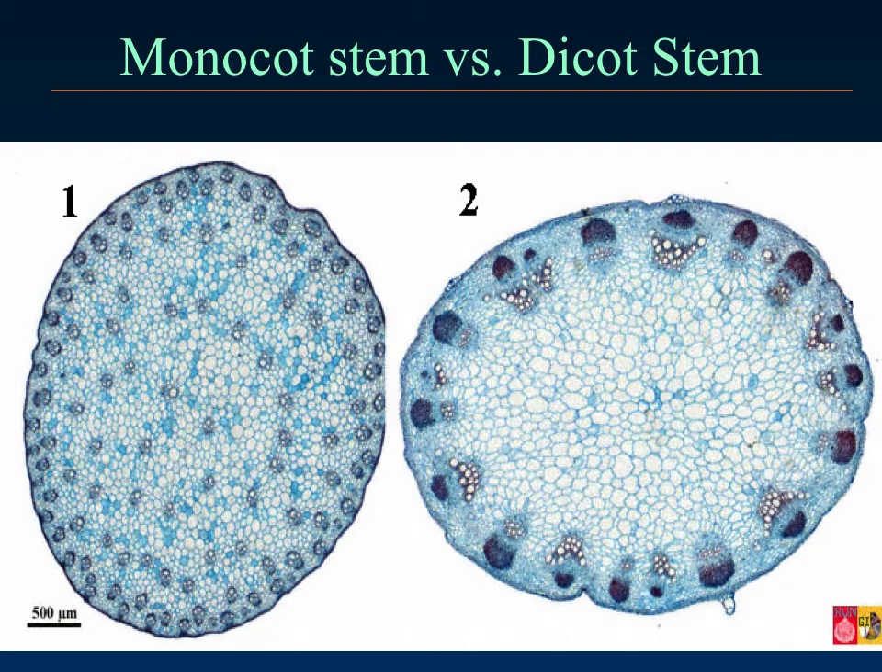So here we have a monocot stem on the left and a dicot on the right. Notice how the vascular tissue is just underneath the bark, the living vascular tissue. This is a very young stem in both slides. But right underneath the bark of a dicot, think of a dicot for a moment. I've talked about a couple.